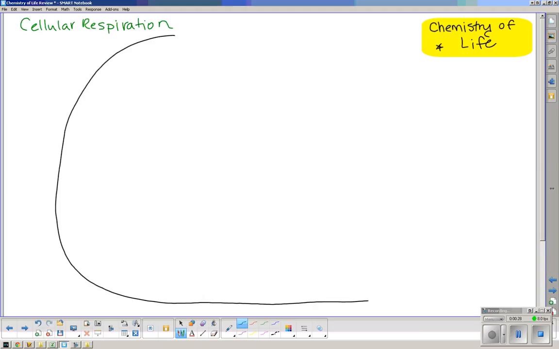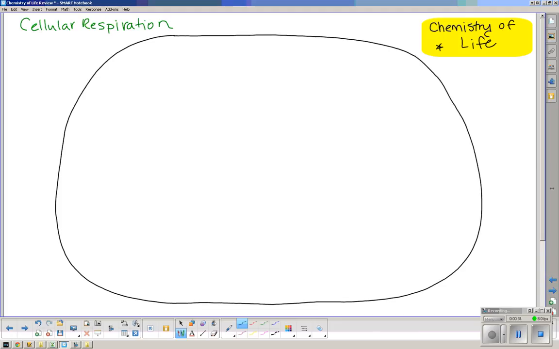So let's draw a big cell that takes up the bottom half of our diagram page. And in this big cell, let's take up about half of it with a mitochondria organelle. Of course, the mitochondria does not take up half of the cell, but we're trying to show the reaction, so we'll do that in this case.